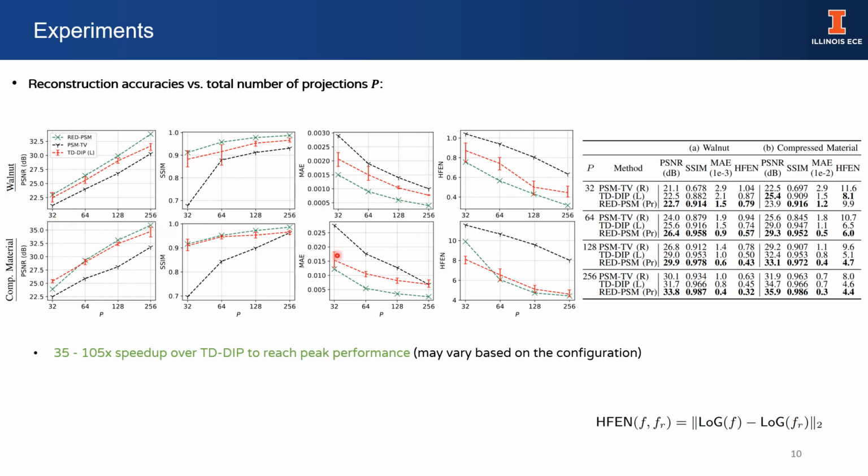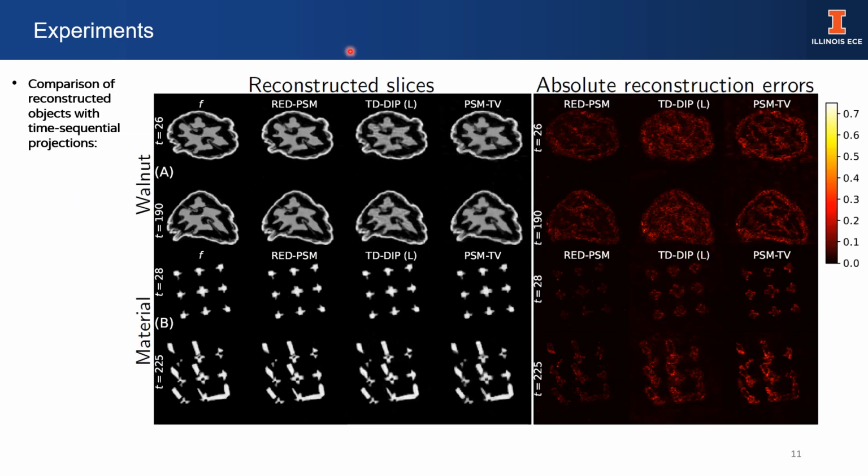RED-PSM mostly outperforms the best-case TD-DIP performance for all metrics for different numbers of projections P. The PSNR improvement over TD-DIP increases with P, and the improvement is more significant for other metrics. Noting the wide range of metrics for different P, we provide a more detailed comparison with average TD-DIP accuracies in the table. RED-PSM is also significantly faster than the compared techniques.